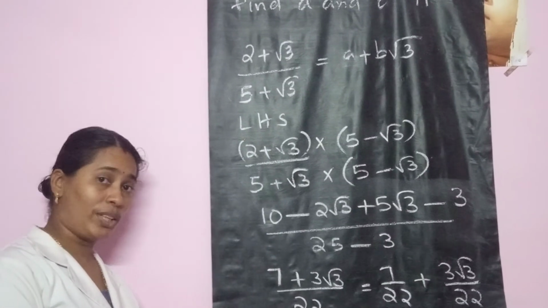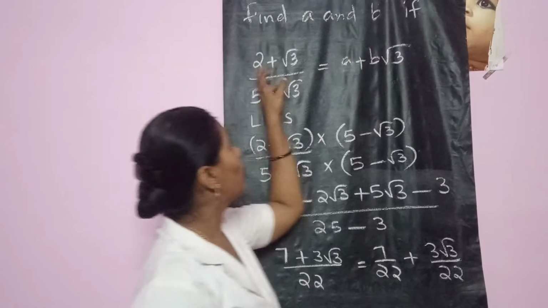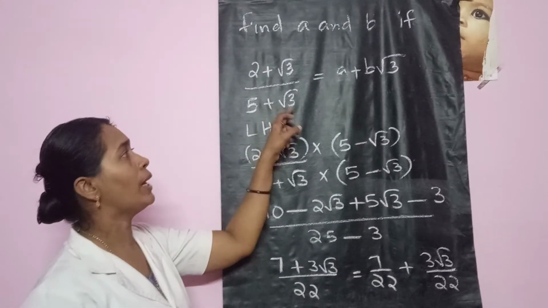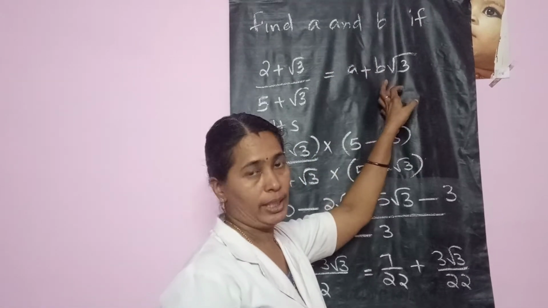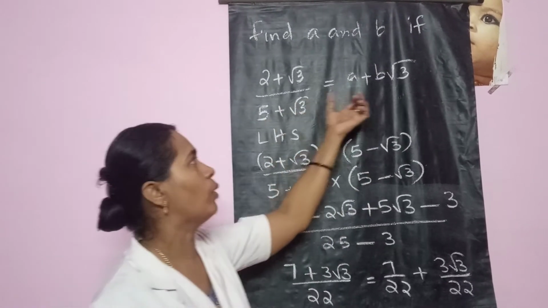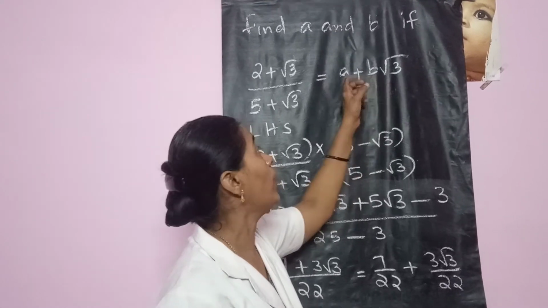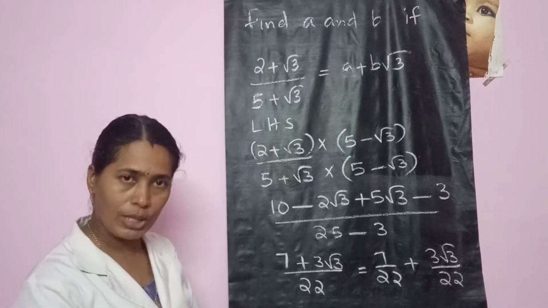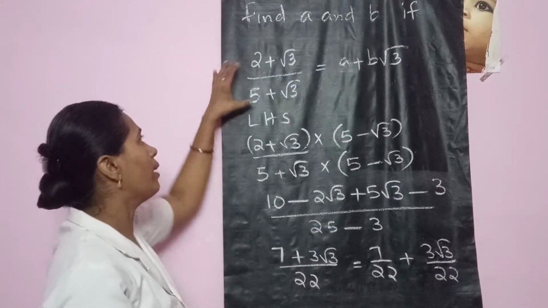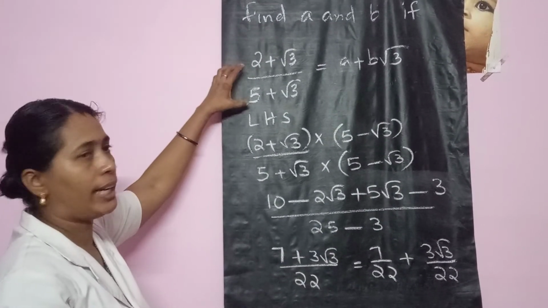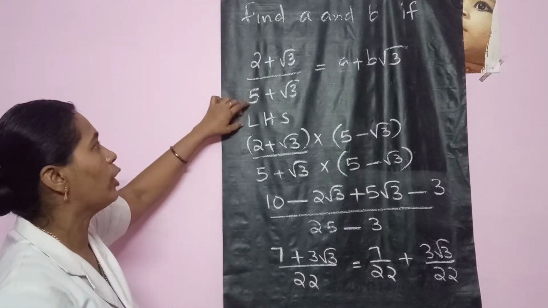So, last one. Today's last one for you. Find a and b if 2 plus root 3 by 5 plus root 3 is equal to a plus b root 3. Suppose this value is equal to a plus b root 3. What are the values for a and b? That is our question. So you needn't bother about this RHS. You leave that. You start with this one and the last one what we studied, rationalize the denominator. So look at the denominator.